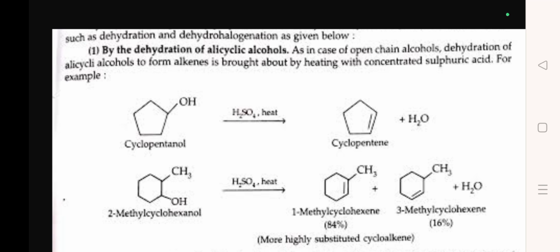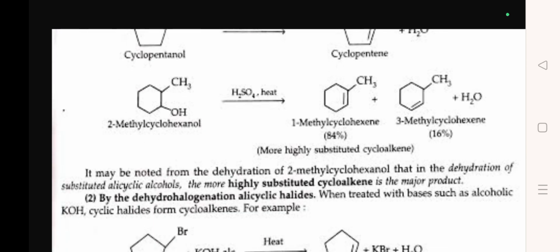2-methyl cyclohexanol in the presence of H2SO4 and heat gives us 1-methyl cyclohexene plus 3-methyl cyclohexene, the more highly substituted cycloalkene being major. It may be noted that in the dehydration of substituted alicyclic alcohol, the more highly substituted cycloalkene is the major product.